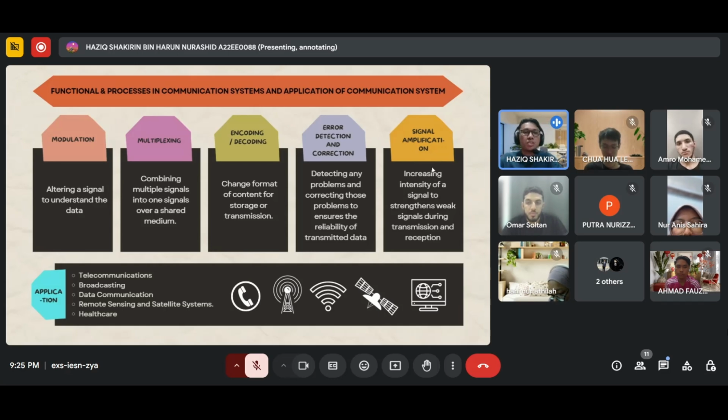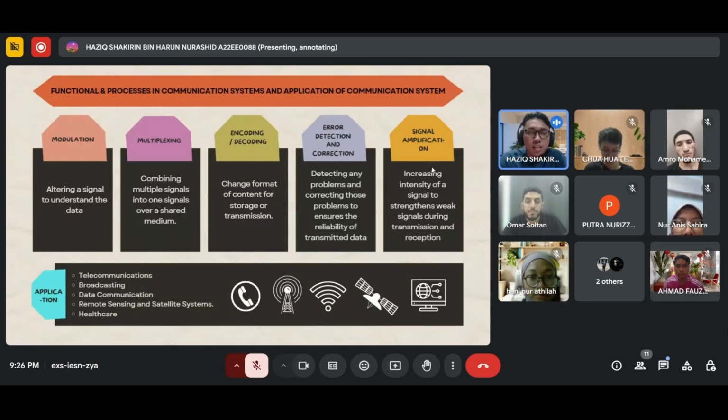And the next process is encoding and decoding, which is changing the format of content for storage or transmission. I will give you an analogy. We have a video in the file type MP4, and then you want to store it in a sound-only file. Sound-only file type is MP3. So how can you convert this MP4 into MP3? We use the process of encoding and also decoding.